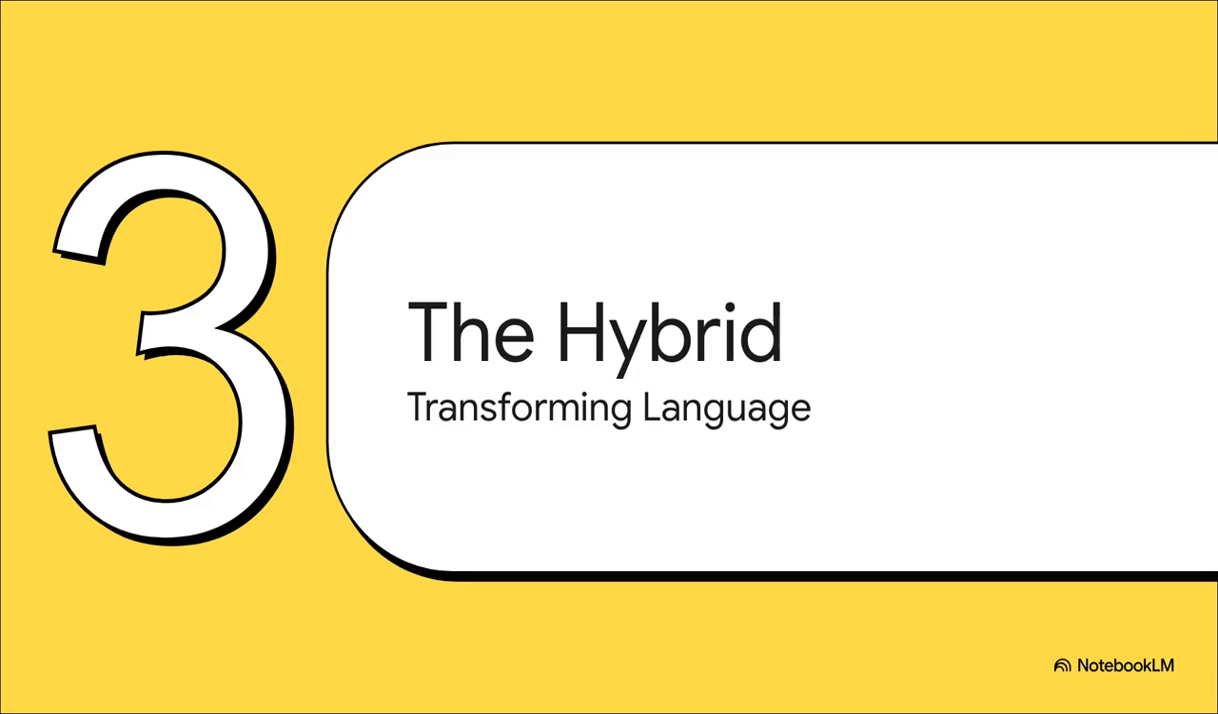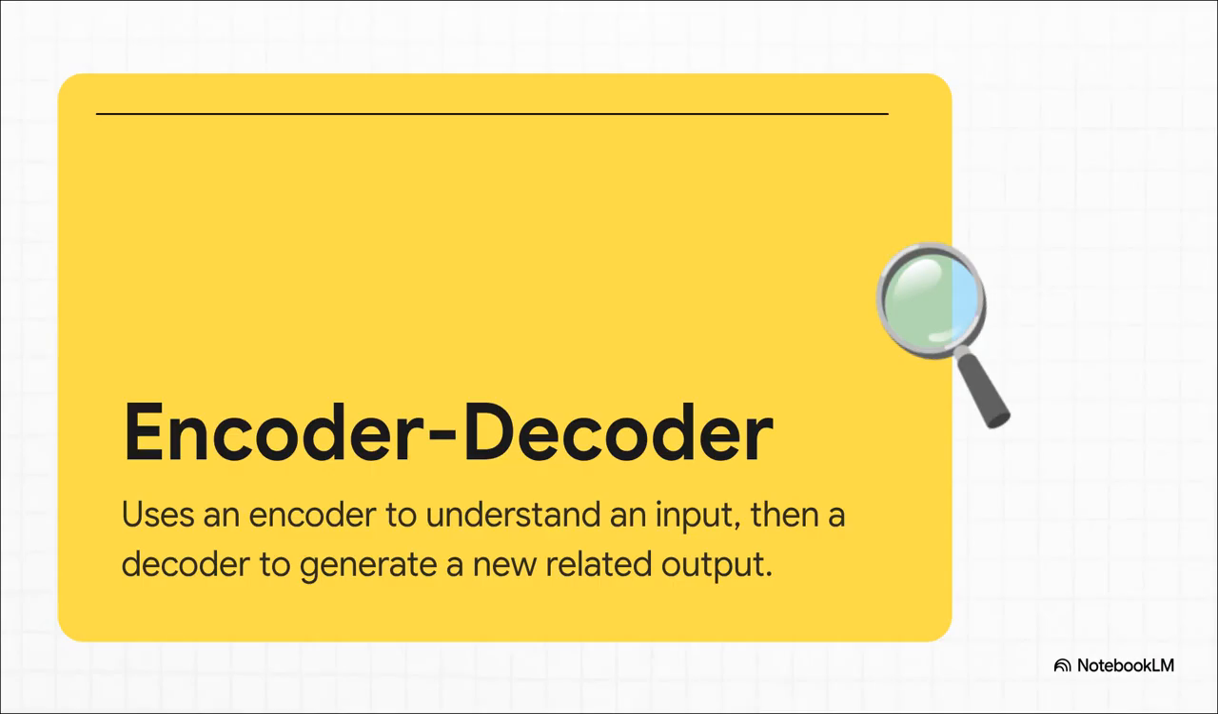Well, for that, we have our third and final tool in the kit, the encoder-decoder hybrid. And let's call this one the master translator. This model is literally the best of both worlds. It's a two-part system. The first half, the encoder, reads your input text and builds that deep contextual understanding. Then it packages up that understanding and hands it over to the second half, the decoder, which uses it as a blueprint to generate a brand new related piece of text.